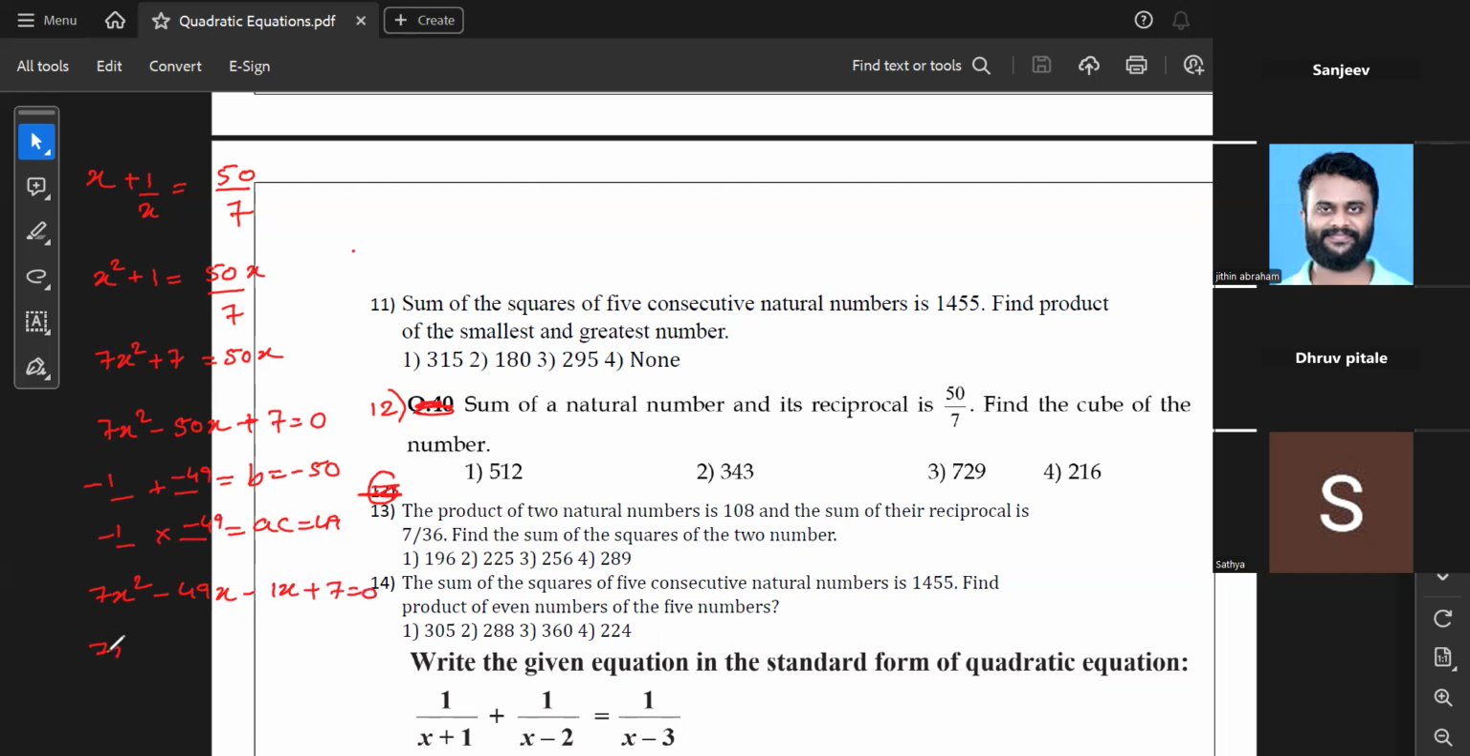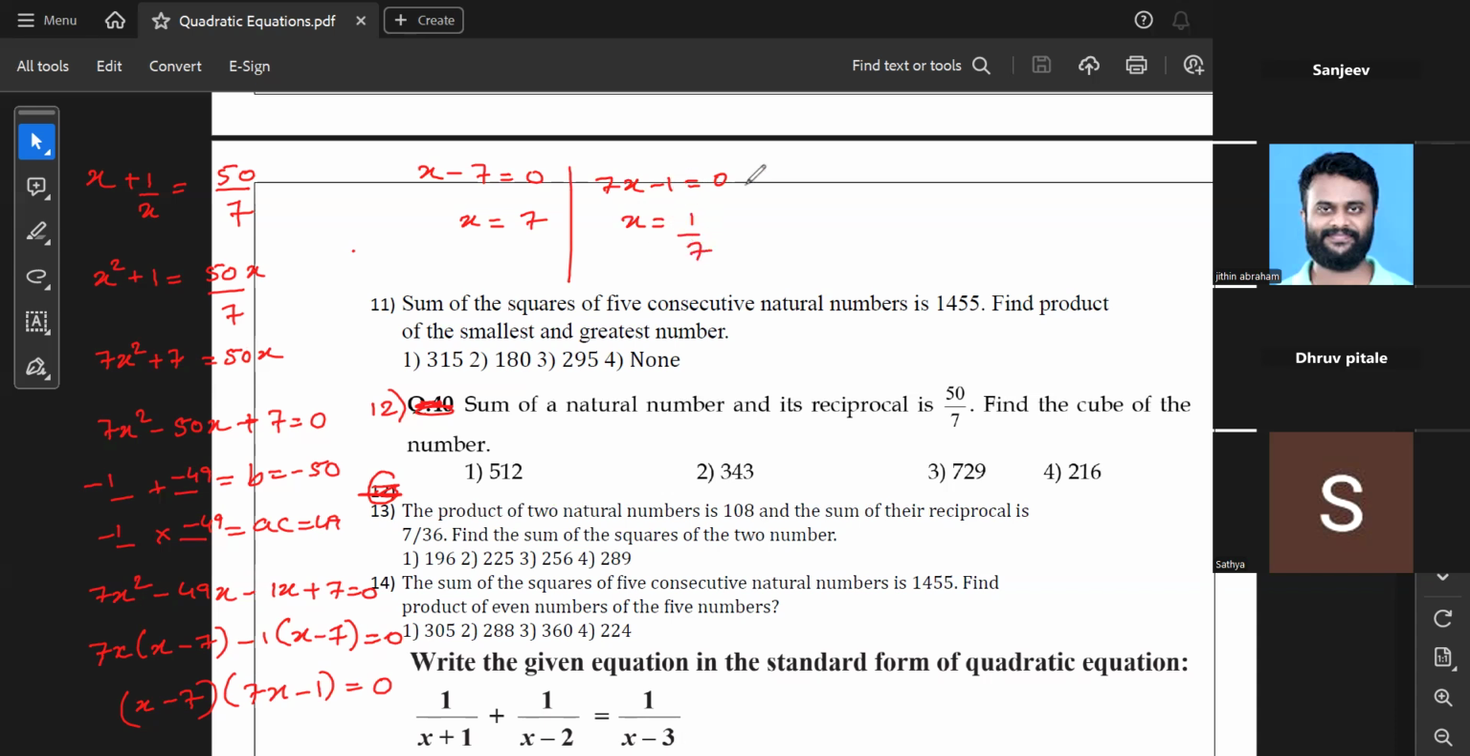I'll take 7x common from here, and I'll be getting x minus 7 on this side. Minus 1 I'll take common, x minus 7 on the other side. So x minus 7 multiplied by 7x minus 1 is equal to 0. Now the first possibility is x minus 7 equal to 0. That will give me x is equal to 7. The second possibility is 7x minus 1 is equal to 0. That gives me x is equal to 1 upon 7.